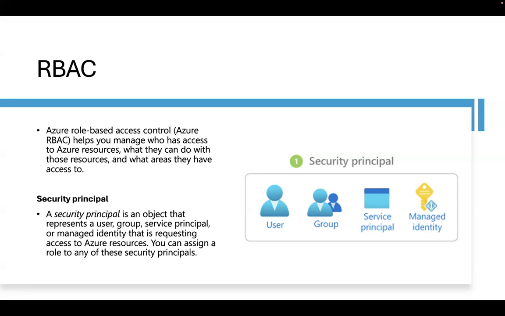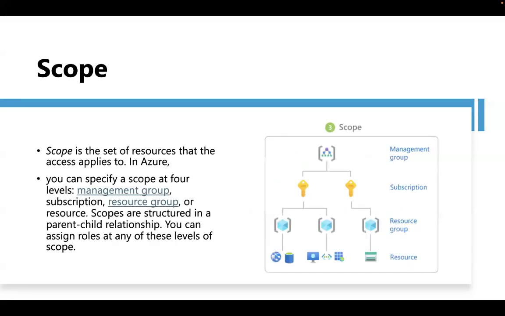So we can assign a role to any of these security principals. To what can we assign? It has some scope. When we are assigning that security principal some access, it is scoped within either of these four. You can scope the permissions to the management group, or to the subscription, or to the resource group, or to the resource.